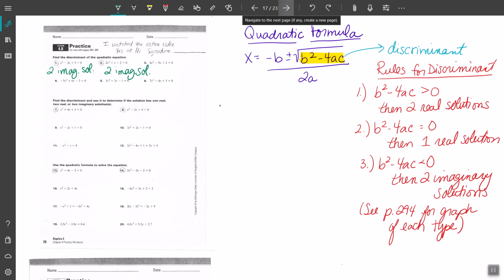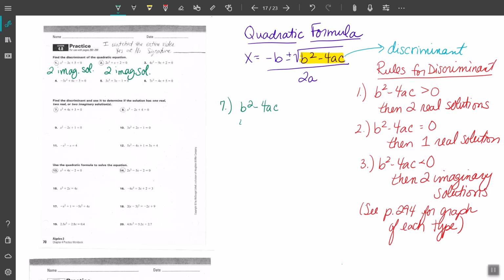All right, so we can do the same thing on number 7. I'm realizing that the directions on 1 and 2 didn't actually ask us to decide whether they were imaginary or real solutions. They just wanted us to find the discriminant. So in 7 and 8, they're actually asking us to find the discriminant and then determine whether there are one real or two imaginary. So we just did a little bit more work on the top than was necessary.